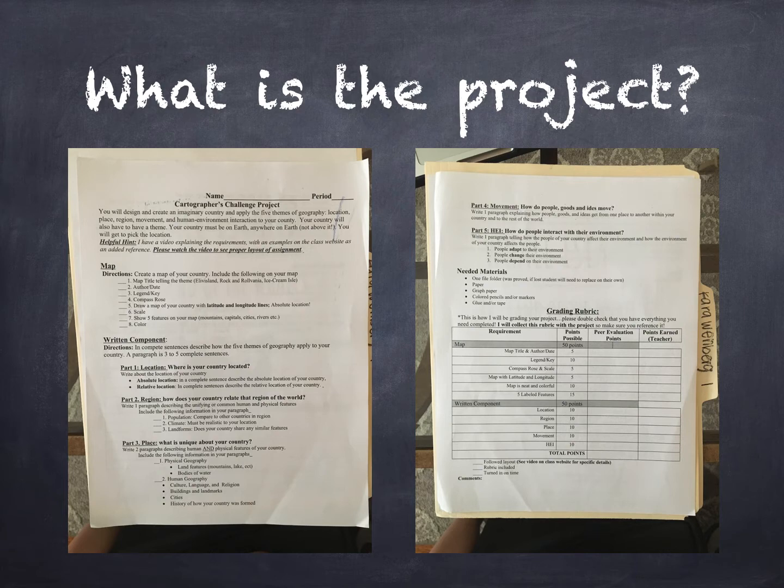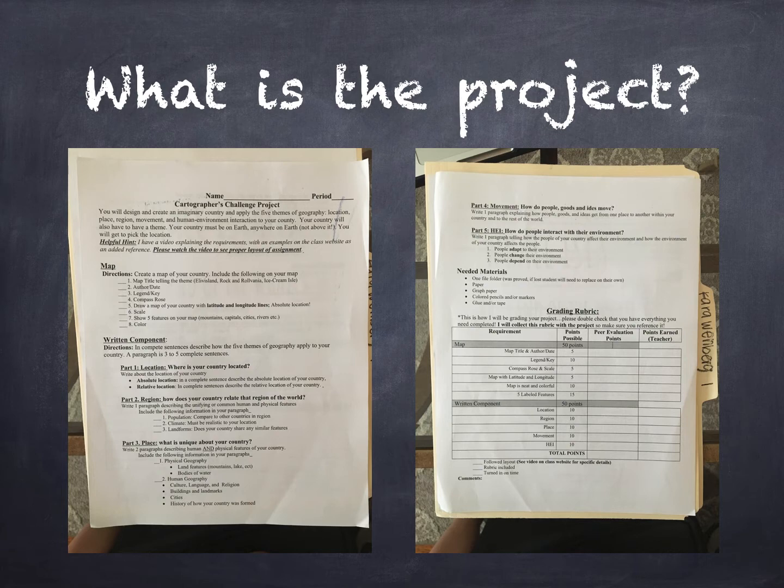Then you're going to title another section, region, and you're going to write another paragraph about the region. Then you're going to have a third section, place. You have to write 2 paragraphs for place, and each paragraph needs to be 3 to 5 sentences. And then you're going to do the same thing for movement and human-environment interaction.